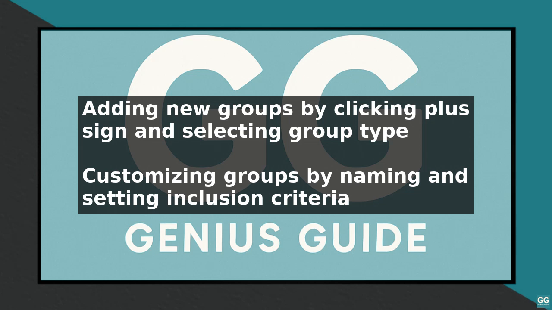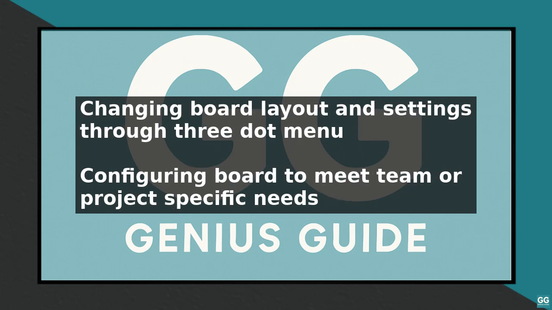due soon. To customize the board layout, click on the three-dot menu at the top right of the board and select Board Settings. From here, you can change the board layout, add or remove columns, and configure other settings. You can also use the drag and drop feature to rearrange columns and groups.